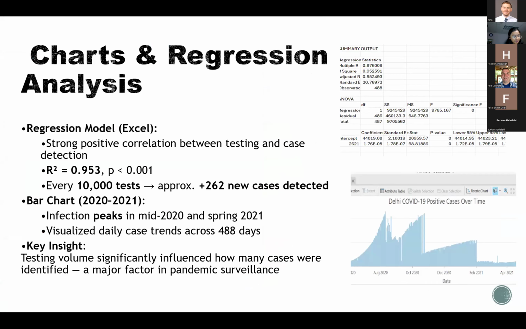So the linear regression in Excel produced an R square of 0.953, meaning that 95.3% of the variation in case detection was explained by the testing volume. And the slope of the regression equation suggested that for every 10,000 tests, approximately 262 new cases were identified. And then the p-value was zero, indicating strong statistical significance. This proved that testing was not just diagnostic, it directly influenced how well the city could detect and respond to the virus.